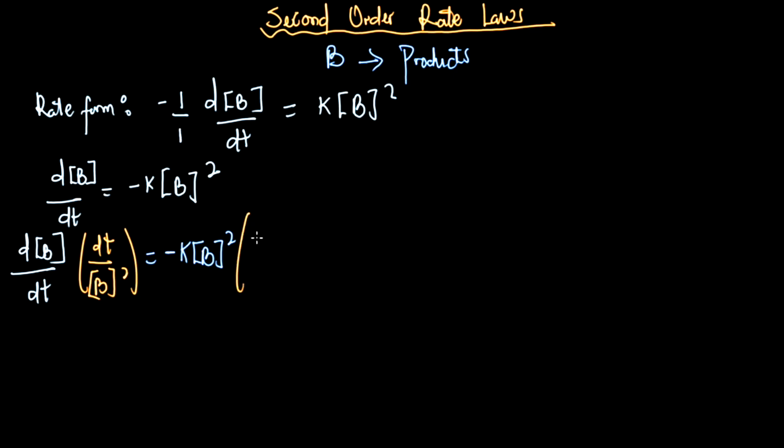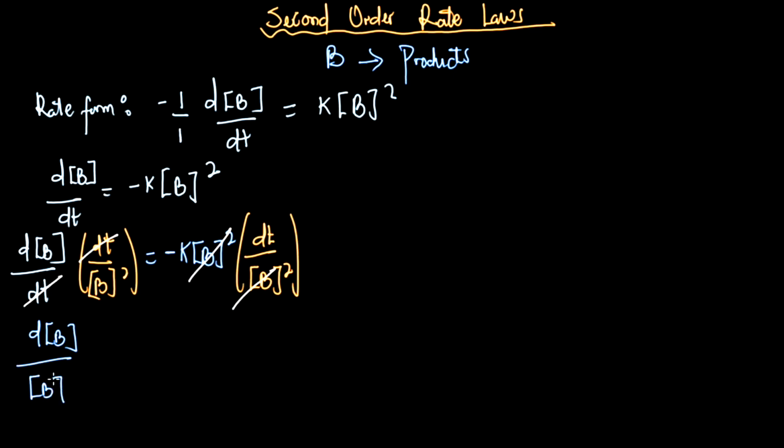So we also multiply by dt over [B]². The dt cancels dt, and this also cancels. So we are left with change in concentration of B over [B]² equals negative k dt. So let's take the integral of both sides.